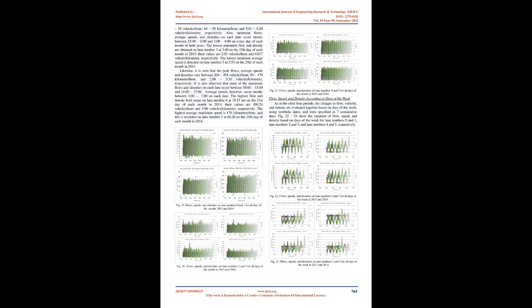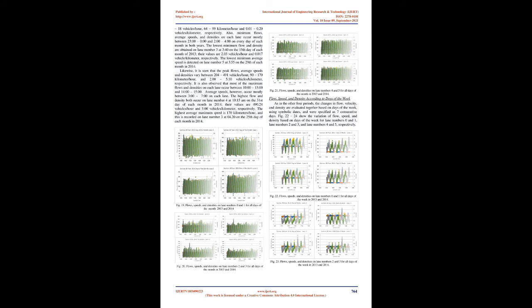0, 1, and 2 increased from Monday to Sunday, while the average velocity remained relatively constant. In addition, the minimum and maximum flows and densities recorded on each lane in each year generally occur on weekdays and weekends, respectively. Most of the minimum and maximum average speeds are seen on weekdays.